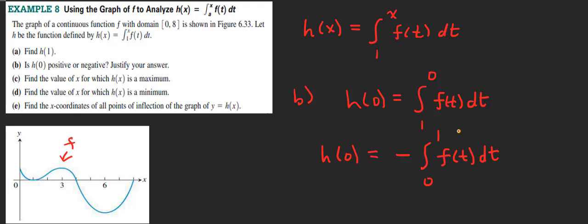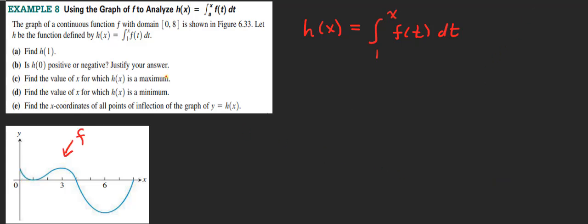Now what is the integral of f of t from 0 to 1? That is represented by this right here. And you know that this value over here is going to be positive because f is above the x-axis and this area is positive. But then you're multiplying positive by negative, so it will be negative. Therefore, h of 0 is negative.